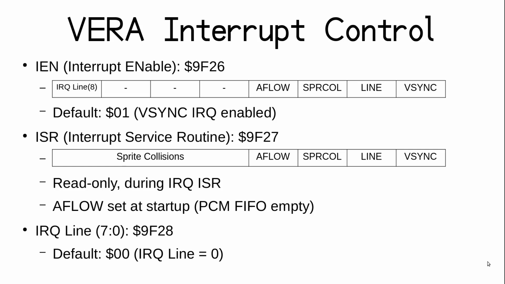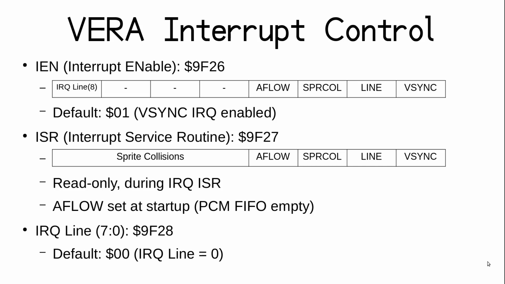This is for when the line IRQ, enabled by setting bit 1, will go off. The line scan that triggers it is set by a 9-bit value, as we are dealing with a 480 line display. So bit 8 of the line number is stored there, and the lower 8 bits are stored down at hex 9F28, as you can see at the bottom of this slide. By default, the line number is 0, so this upper bit will be 0 as well.